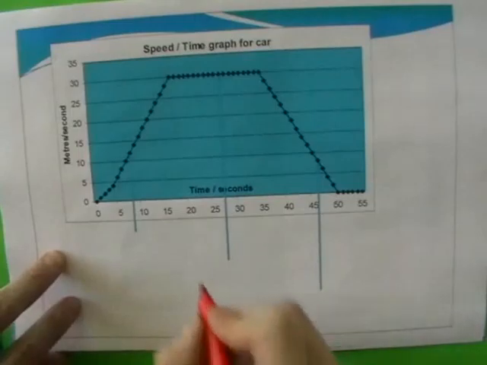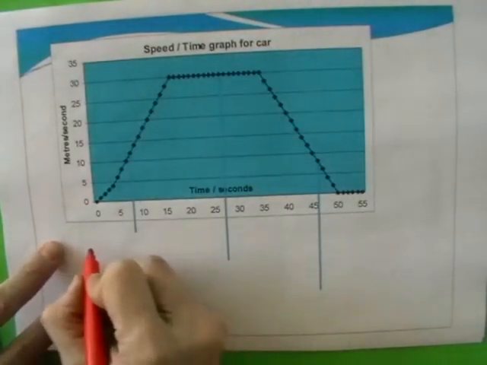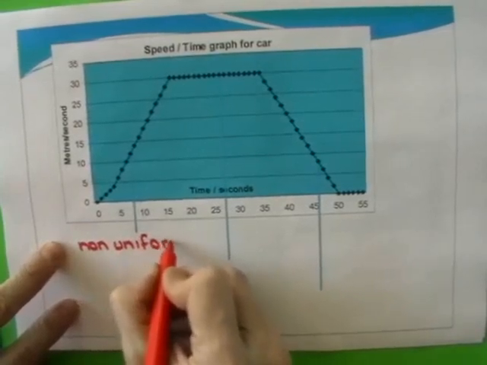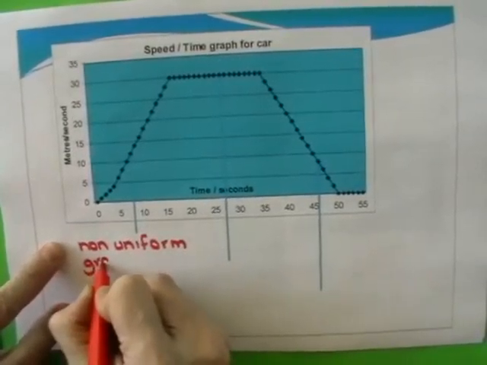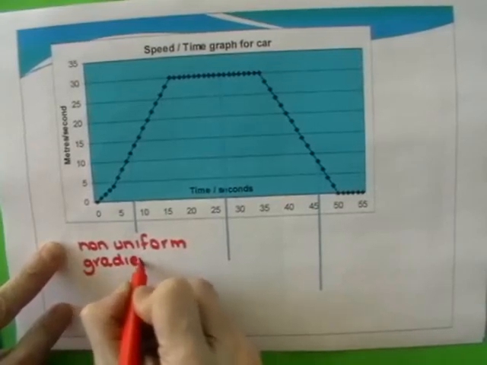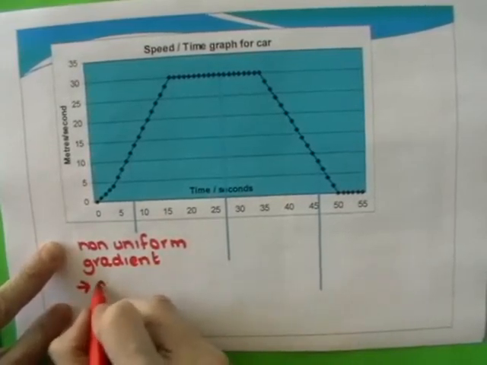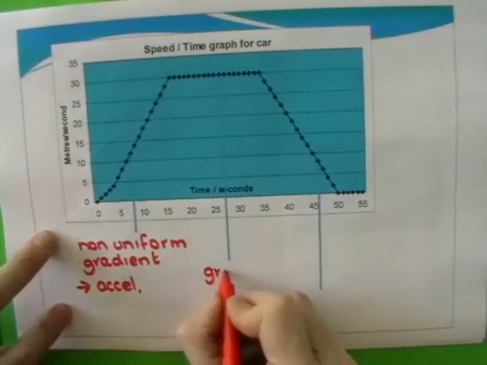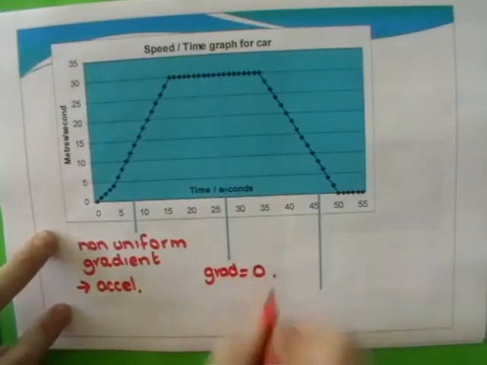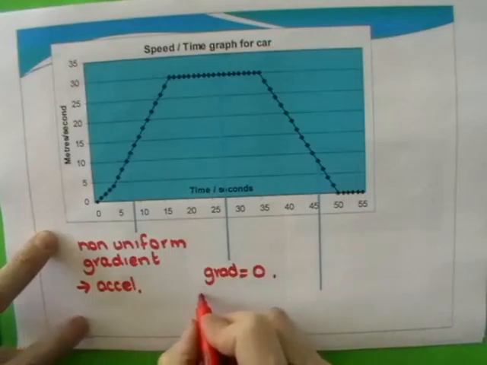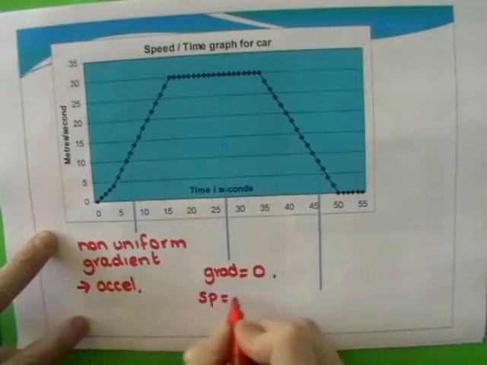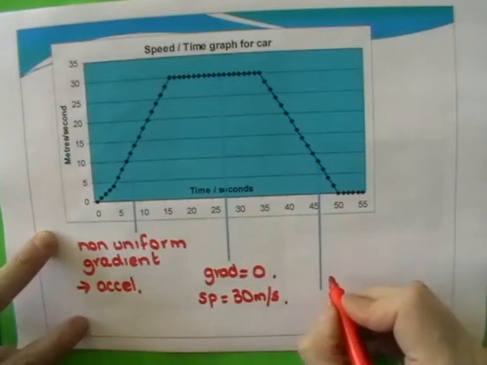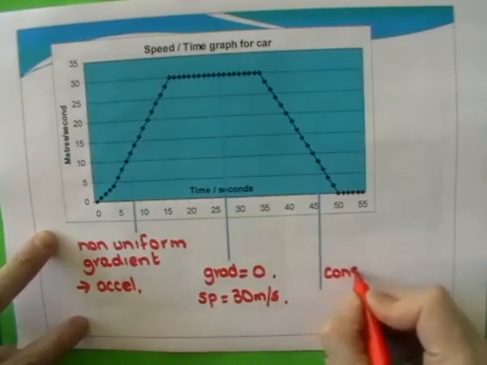So just to write down about the gradients here, this is a non-uniform gradient, or non-constant. And that gives you an acceleration. This is a gradient of 0. It isn't changing at all. So you just read the speed off the graph, or the velocity. So the speed in this case is 30 meters per second. In this case, we have a constant deceleration because it's a nice straight line.